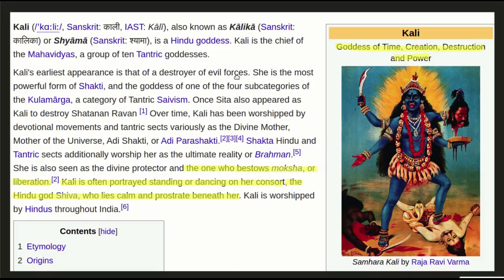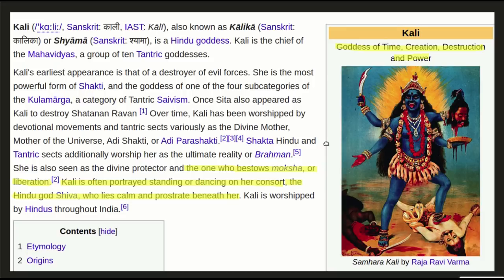Kali is a Hindu goddess, the goddess of time, creation, destruction, and power. She's the one who bestows liberation. She's often portrayed standing or dancing on her consort, Shiva, the Hindu god Shiva. And he lies prostrate beneath her. You see there how violently she is depicted. She's got a necklace of skulls around her. She's got a severed head in a hand, a sword. She's bloodied, right? Corpses around her, these sorts of things. She is the goddess of destruction. Even Hindus, for a very long time, were scared of her, to worship her, to be around. They didn't want to deal with her very much.